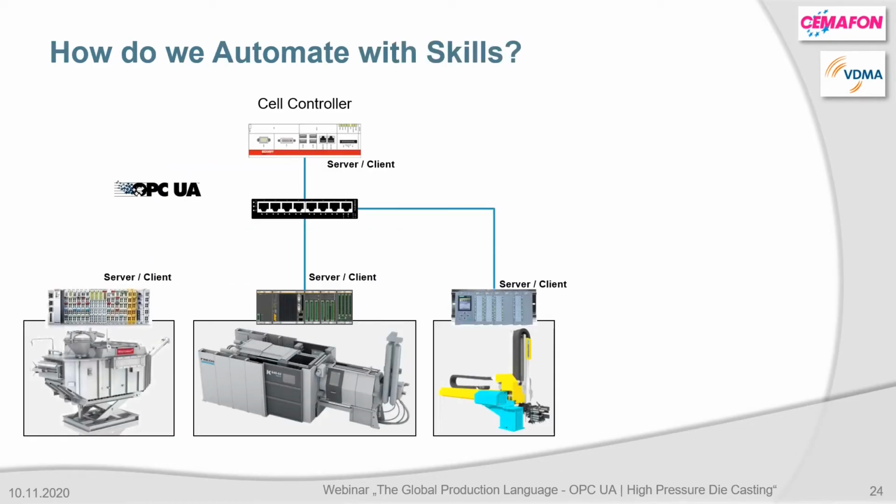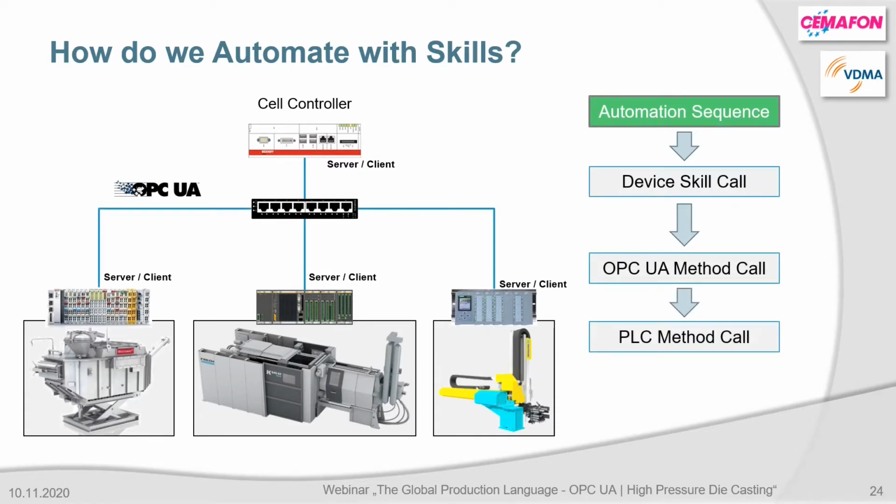How do we want to realize this with OPC UA? You see here the PLC structure of three devices: high pressure die casting machine, dosing furnace, and a spraying system. You see the cell controller. All those have client server systems and they are communicating with each other. A sequence is then made by a device skill call, which on the technical level is an OPC UA model method call, and this again calls the PLC method. For example, if the cell controller says close the die, then it is calling with its client on the server of the high pressure die casting machine the close die function of the machine.